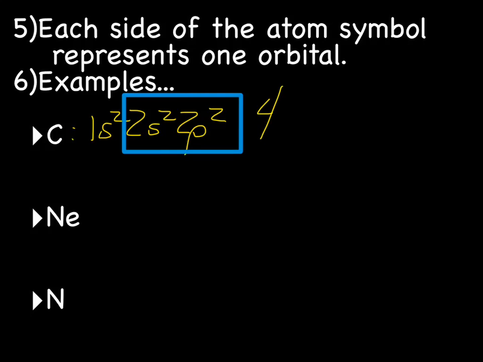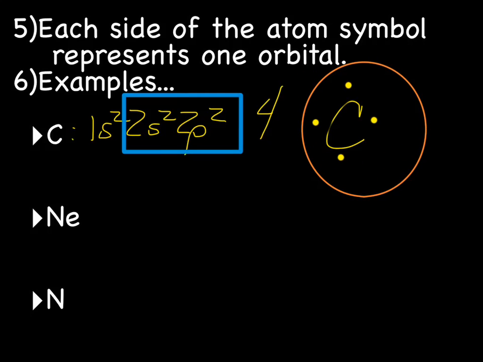There are 4. All right, so when you do this, you write carbon, and then you just place the 4 electrons around the symbol in the imaginary orbitals. So 1 in each location. So 1, 2, 3, 4. And that is the Lewis-Dot structure for carbon.